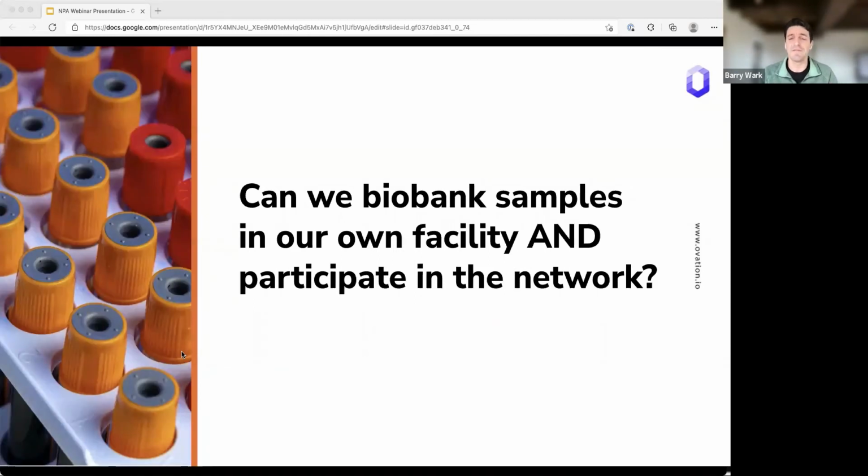Some labs ask if they can biobank samples in their own facility and still participate in the Ovation Research Network. The answer is definitely yes. We understand that for regulatory reasons, you may not be able to move all of your specimens off-site. And in that case, your lab will index those specimens using our software that we'll provide, and you may continue to store them on-site. You may also choose to serve as one of the distributed biorepositories for the Ovation Research Network, and we can pay you to store specimens that we own at your location.